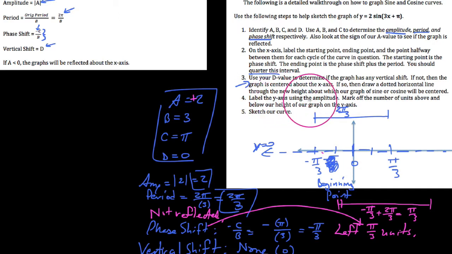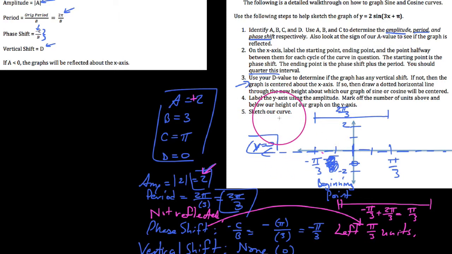We say label the y-axis using amplitude. So wait, hold on a second here. We're leaving from a height of 0. The amplitude, we said, is 2. So if the amplitude is 2, we're going to go 2 above and 2 below the primary height, which is 0. This y equals 0. So now we're going to graph this.